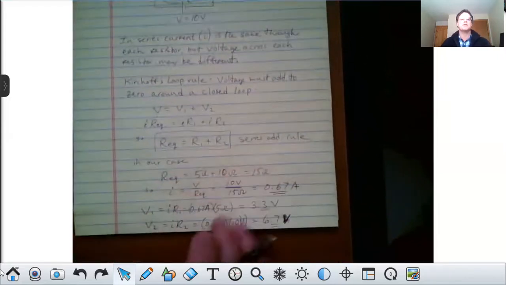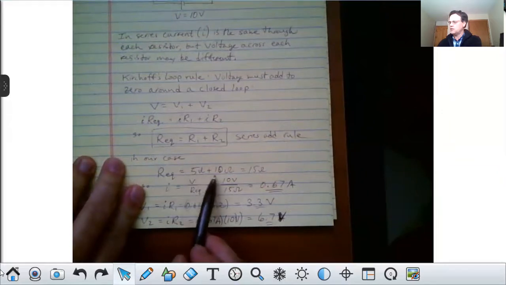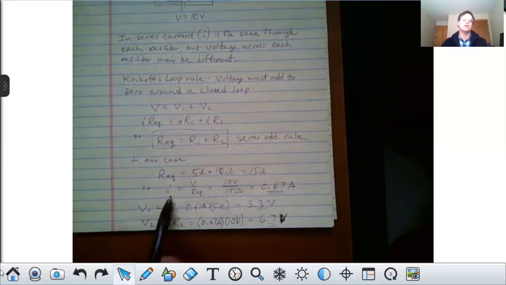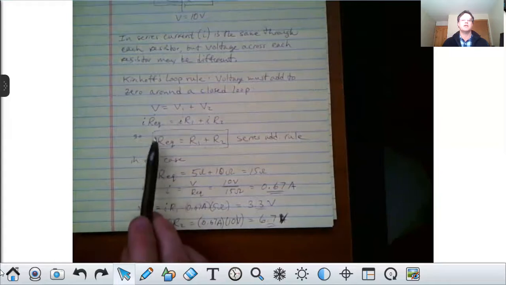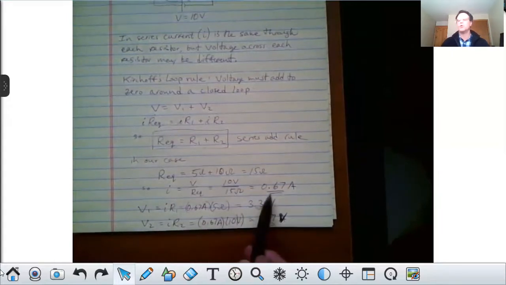So in our case, our equivalent resistance is 5 ohms, R1, plus 10 ohms, which equals 15 ohms. When you add resistors in series, they tend to increase the total resistance and lower the current in the battery. But we can calculate the current in the circuit now just by taking the voltage of the battery divided by Req, again just using Ohm's law. And we get 10 volts over 15 ohms, or 0.67 amps.